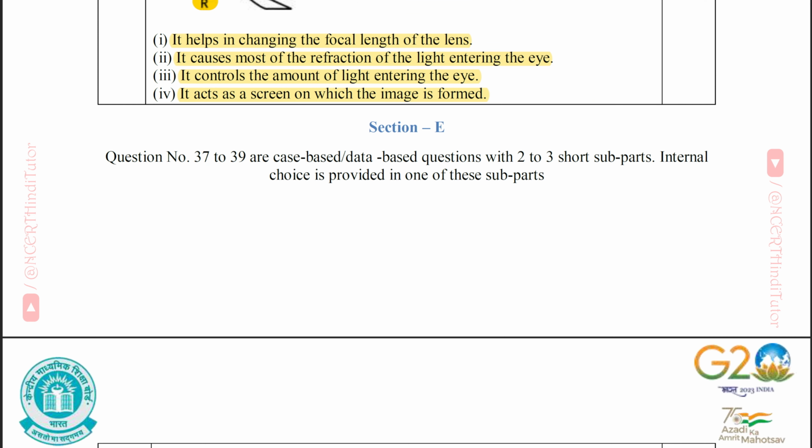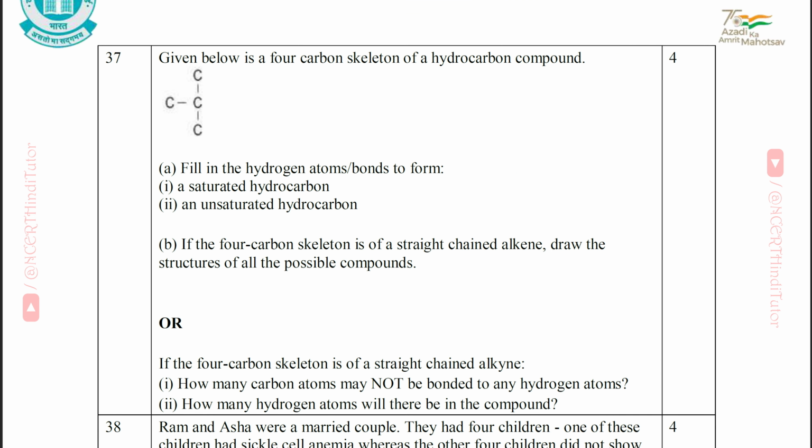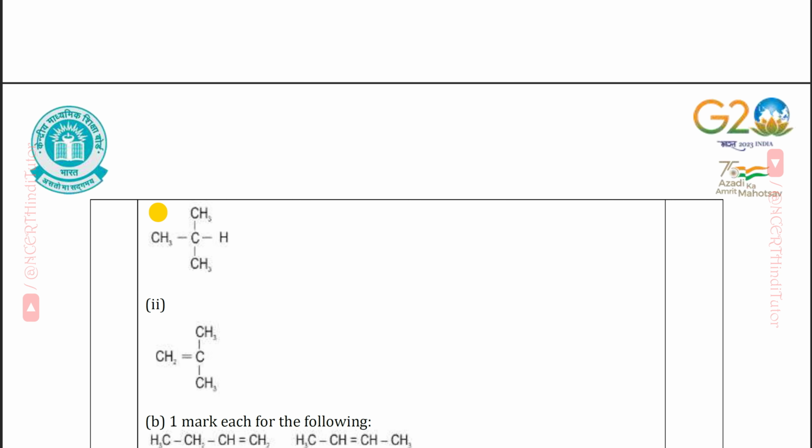S. Section E. 37. Given below is a 4-carbon skeleton of a hydrocarbon compound. A. Fill in the hydrogen atoms bonds to form first a saturated hydrocarbon, second an unsaturated hydrocarbon. Answer: saturated hydrocarbon, unsaturated hydrocarbon.